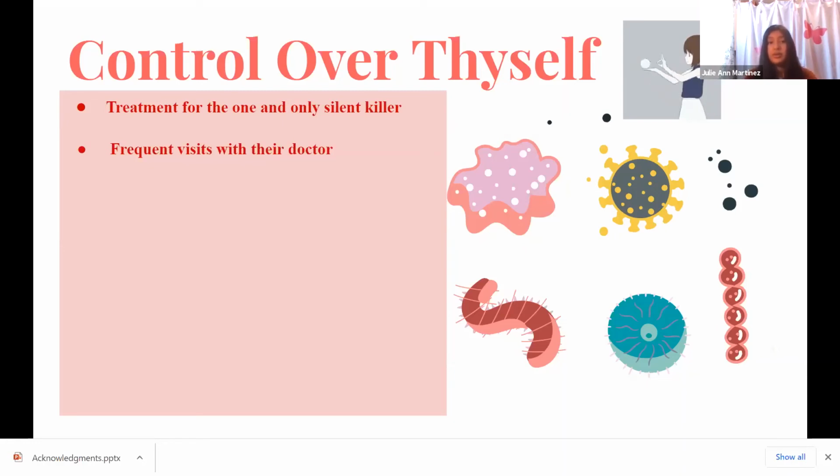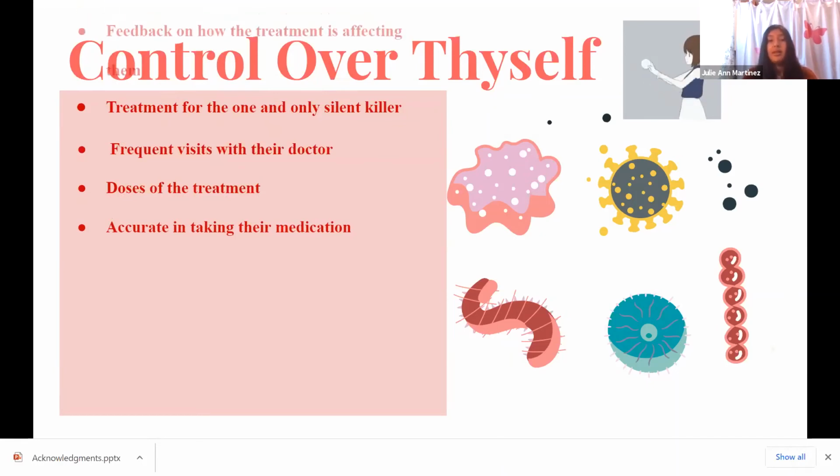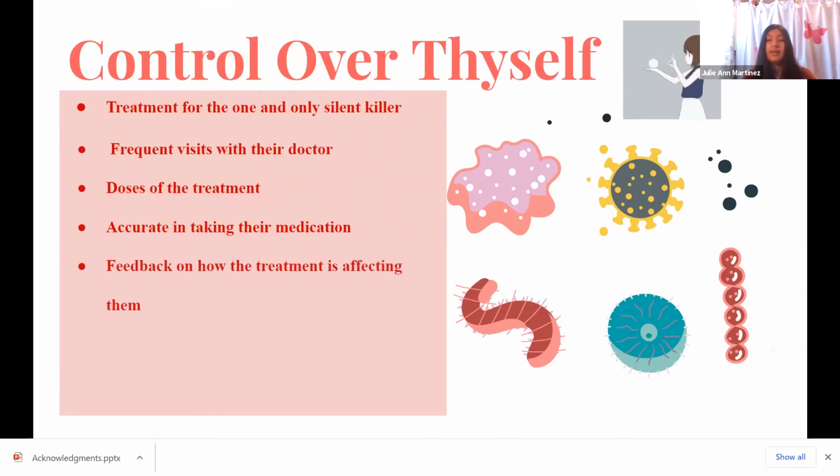This is due to the doses of the treatment. The doctor may prescribe a large amount or a lesser amount of treatment for the antihypertensive medication. They must be accurate in taking their medication. This provides feedback on how the treatment is affecting them and gives the doctor monitoring them a much easier way. Depending on the feedback and on the results, the doctor may increase or decrease the doses of antihypertensive medication.